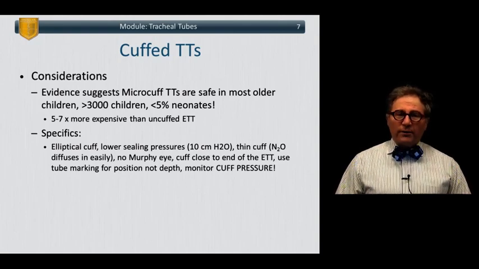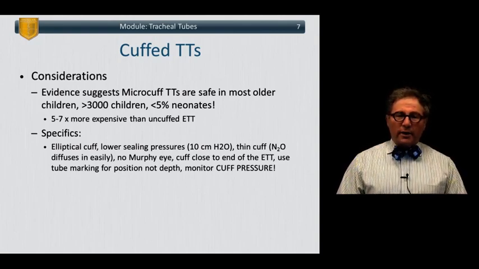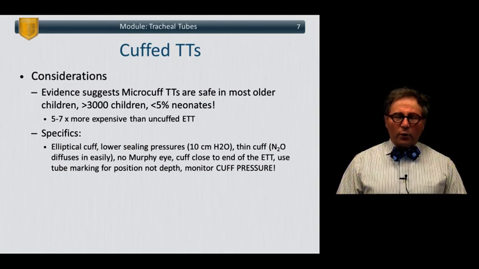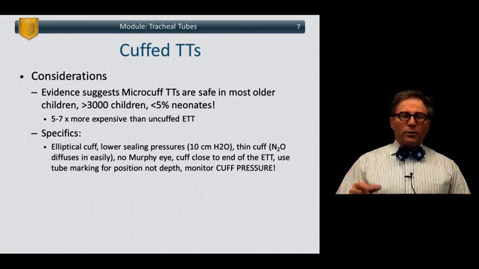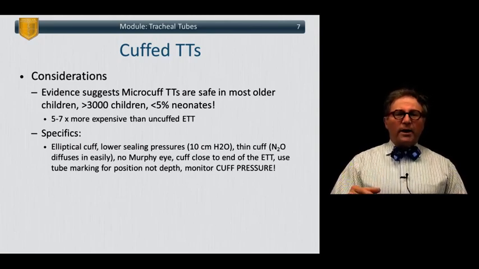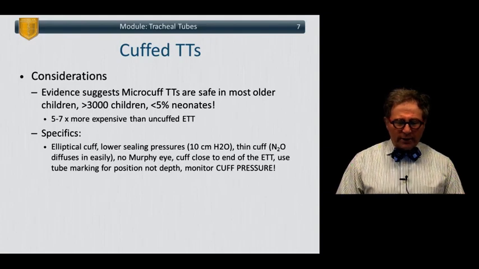But there is no Murphy eye on these endotracheal tubes, and therefore if the tube is close to the carina or endobronchial, the possibility of ventilating the other lung is much less. And the reason there's no Murphy eye is because this elliptical cuff is much closer to the tip of the endotracheal tube.